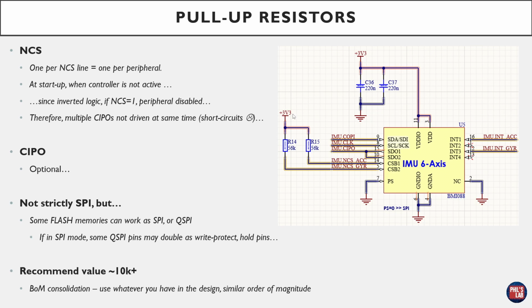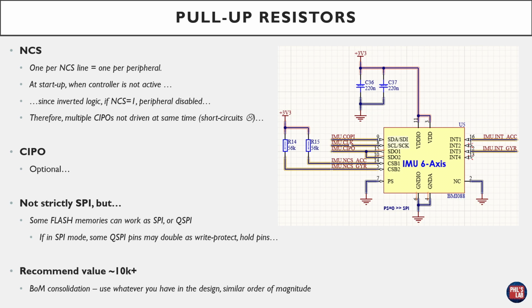The reason for this is, at startup or whenever the chip select signal isn't actively being driven, for example by the controller, it's floating, its state is undefined, we could have the case where multiple chip selects are floating to an active state, and therefore we have bus contention because multiple peripherals on the same SPI bus are driving, for example, the CIPO line.